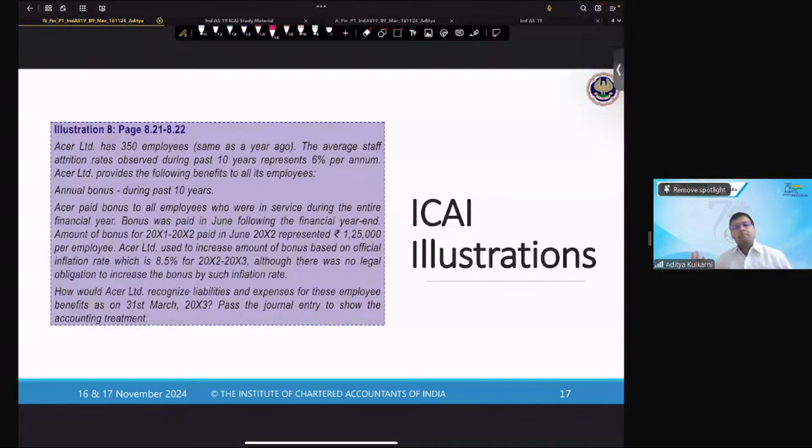So first one, how many employees can get the bonus? 94%. That is 329 employees. Multiplied by, what is the bonus that they will get? 1,25,000 into 8.5% inflation, so 1.085. Is it correct? Yes, sir. So that's it. That is your answer. So this comes to 4 crore 46 lakh 20,625. So the entry will be employee benefit expenses account debit to provision for bonus 4.46 crores. Okay. Yes, sir. Very, very simple.